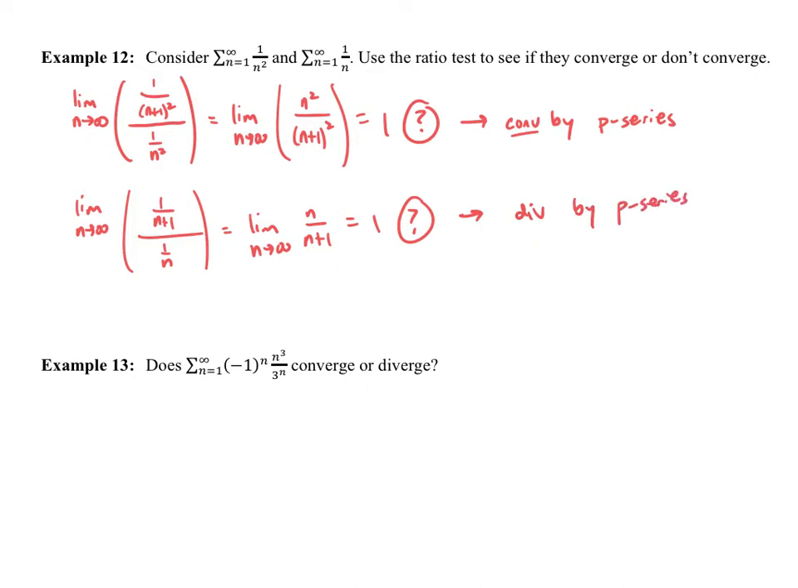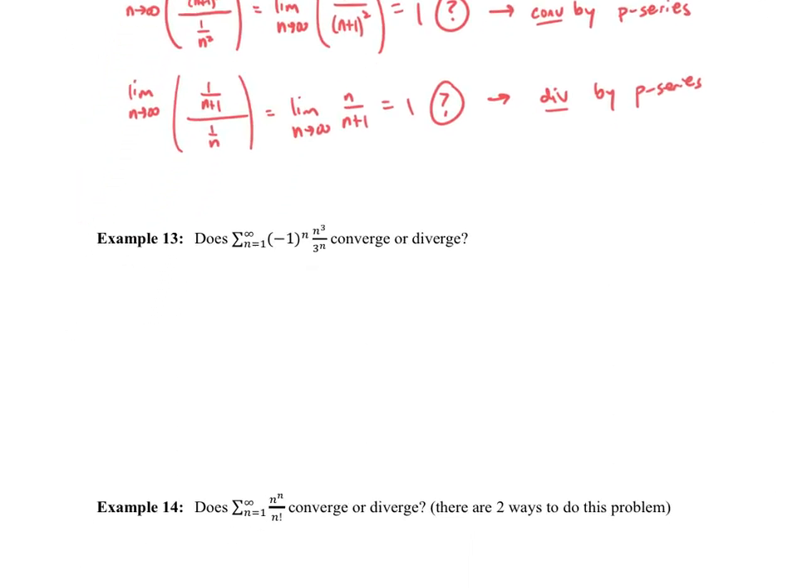Okay, so all this to say that if the ratio test gives you a value of 1, it's inconclusive. So we do not know if it's convergent or divergent. Here's a very simple example that proves that, because in one case we got 1 and it was convergent, and in one case we got 1 and it was divergent. All right, let's take a look at example 13.